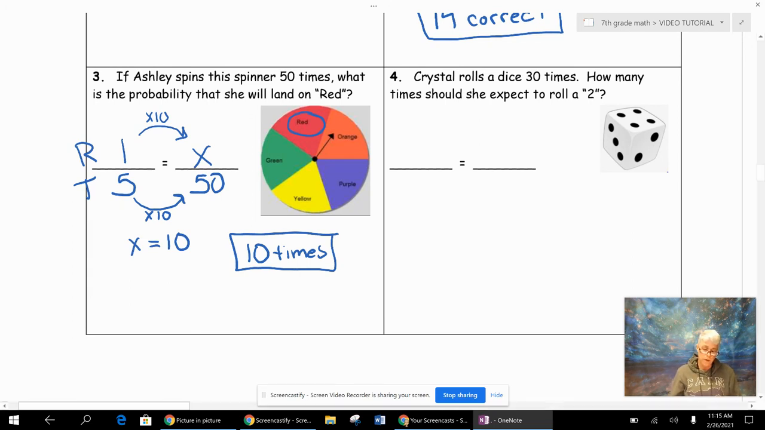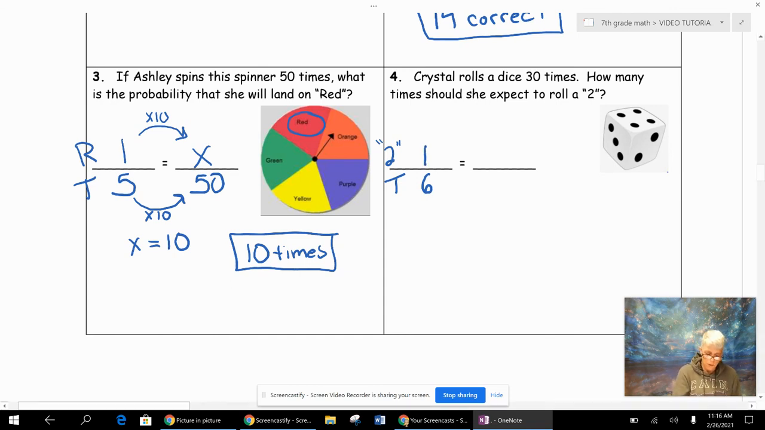Crystal rolls a dice 30 times. How many times should she expect to roll 2? How many sides are on a dice? What are the total number of sides on the dice? 6. Let me move that over. Okay, we have total 6. How many sides have the number 2? Do I put a 2 on top of the 6? Do 2 sides have a number 2? No, only one side has a number 2.